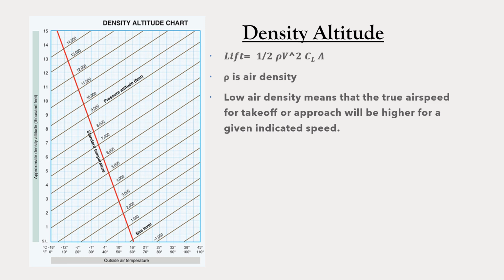That means that the true airspeed for takeoff or the true airspeed during your landing approach will be higher when the air density is low. And since it takes a longer distance to accelerate to that higher speed, that makes your takeoff distance longer. And since it takes more distance to slow down from that speed, your landing distances get higher.